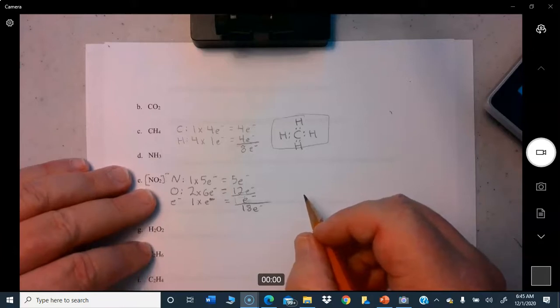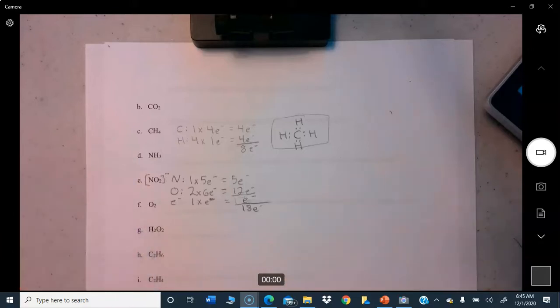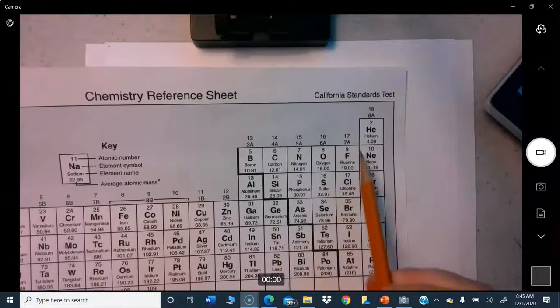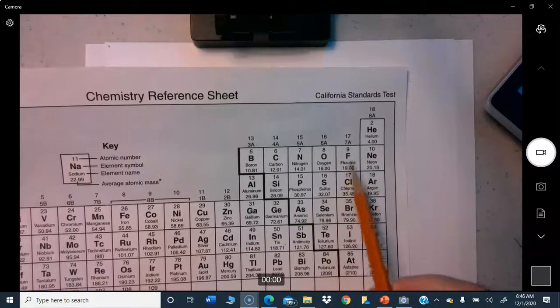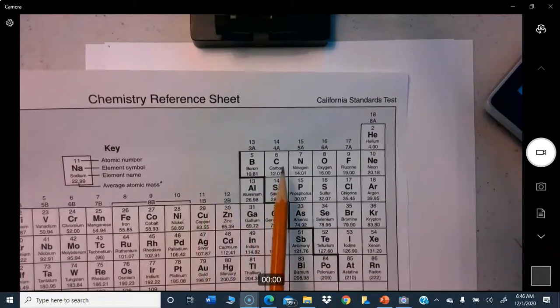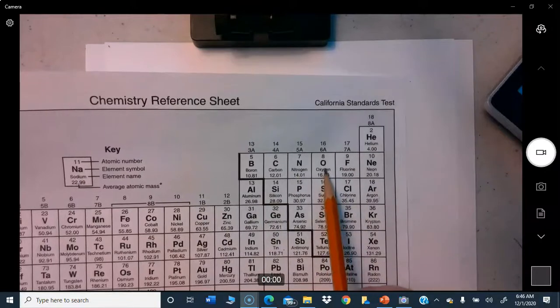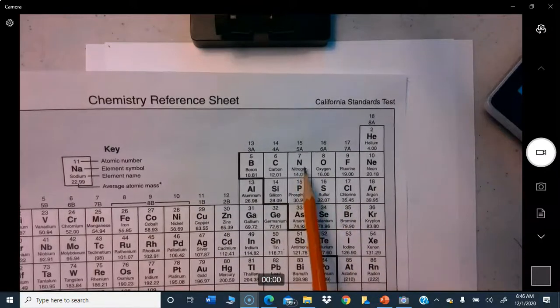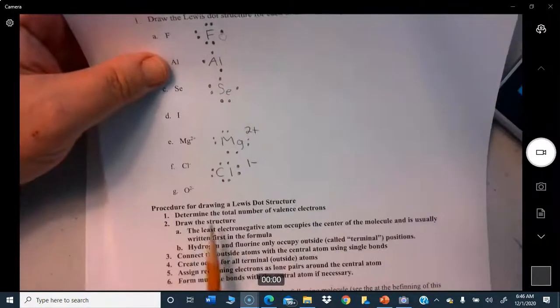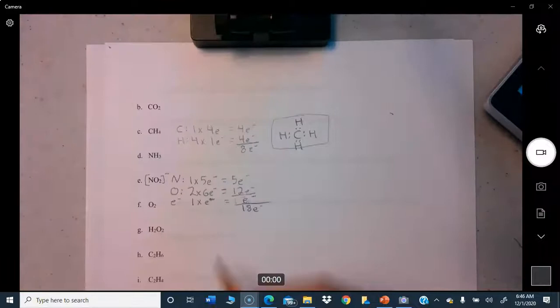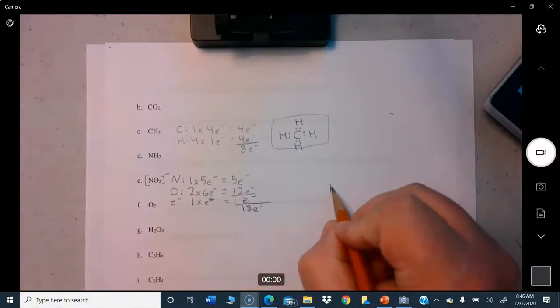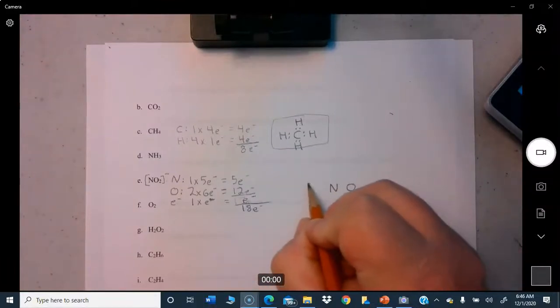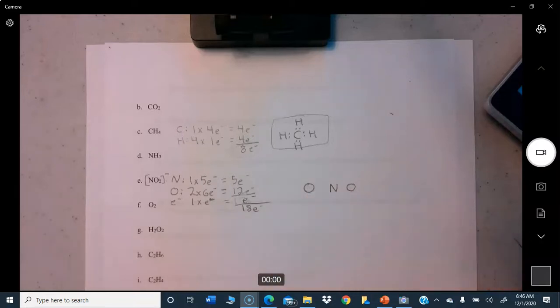NO2. So the least electronegative of those, if you go to the periodic table, again, you can use the periodic table of electronegativities, or if you know your periodic table rules, the highest electronegativity is fluorine. They increase as you go from left to right. So oxygen is more electronegative than nitrogen. That means nitrogen, according to the rule, is going to go in the middle. So let's draw the structure here, and we'll put nitrogen in the middle.